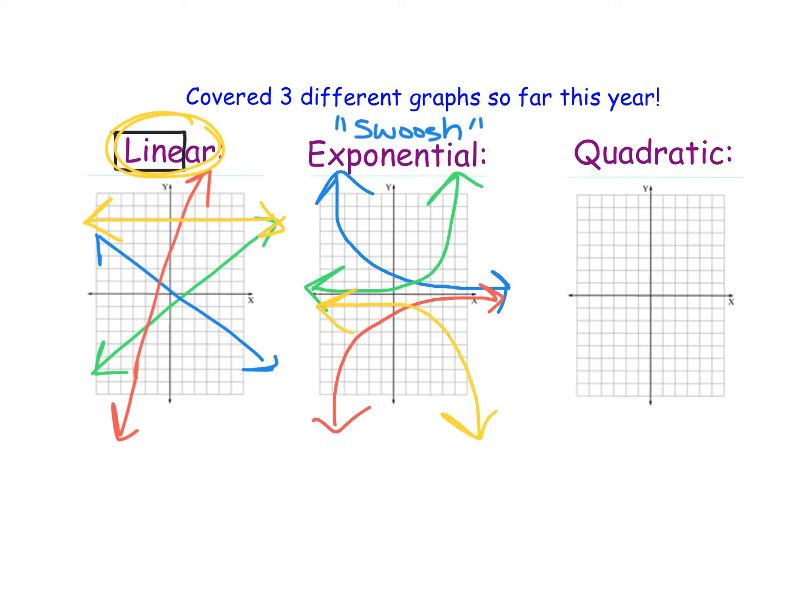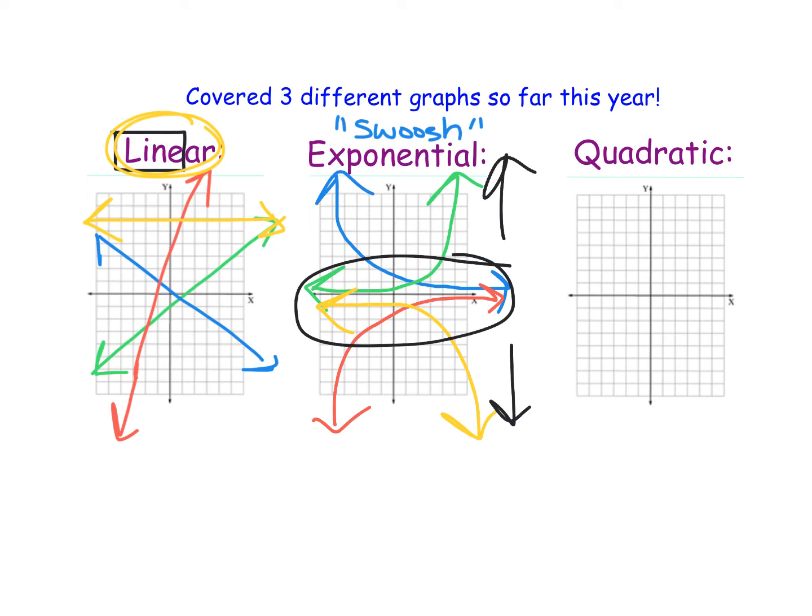x-axis. So you can see here in all of these, you either have something that's shooting up on one side or down on one side, and then the other side is getting very close to the x-axis. That was called our exponential function. So anytime we saw this swoosh shape, we had an exponential function.